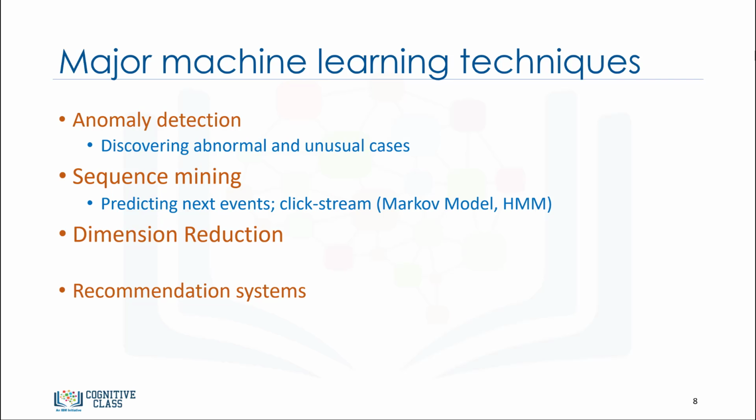Sequence mining is used for predicting the next event. For instance, the click stream in websites. Dimension reduction is used to reduce the size of data. And finally, recommendation systems. This associates people's preferences with others who have similar tastes and recommends new items to them, such as books or movies. We will cover some of these techniques in the next videos.